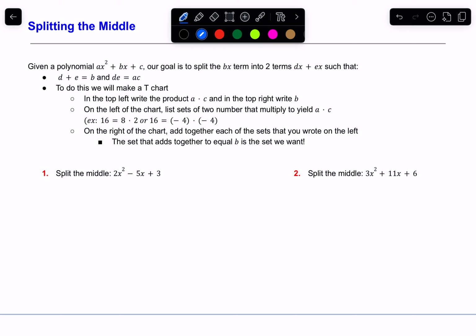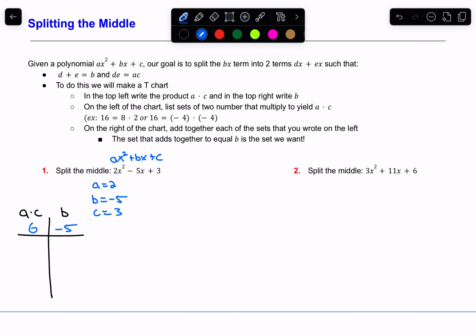For number 1 here, this is in the form ax squared plus bx plus c. So we can see then that the a value is 2, the b value is -5, and the c value is 3. Usually I won't write all this out. We will just say what a, b, and c are. But since it's our first one, we'll clarify that a is 2, b is -5, c is 3. So now the process is we make a t-chart. So big letter T. In the top left, we're going to do a times c, and the top right, we're going to do b. So since a is 2 and c is 3, a times c is 6, and then b is -5.